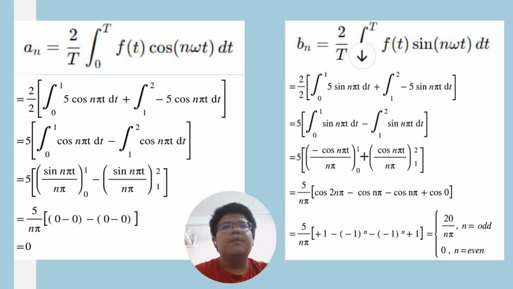And now for the bn, the formula is similar to an, but an uses cosine and bn uses sine. Then we substitute the values into the formula, and we will get 20 over n pi when n is an odd number, and 0 when n is an even number.